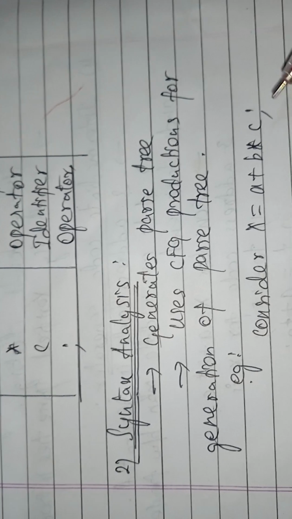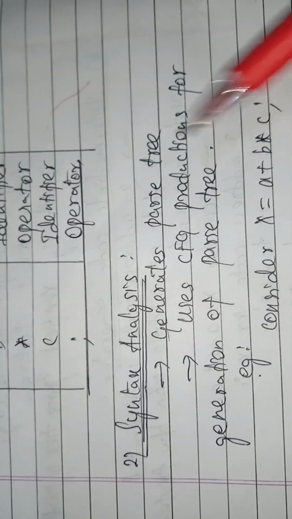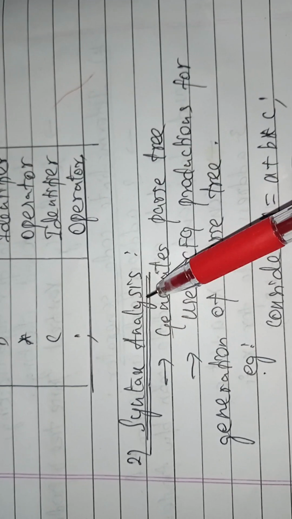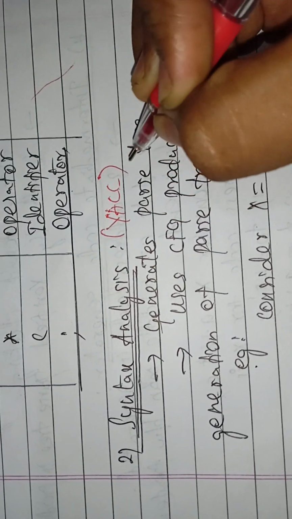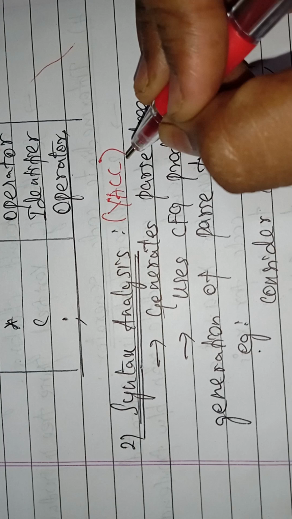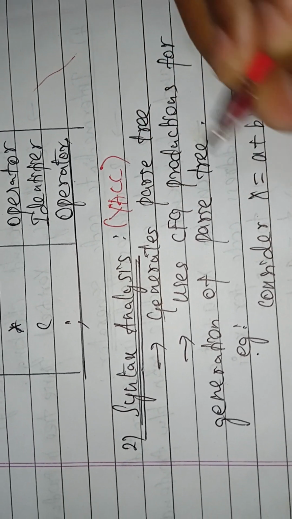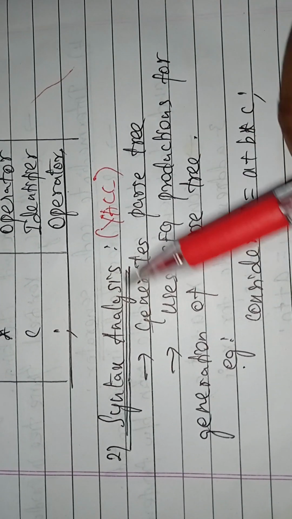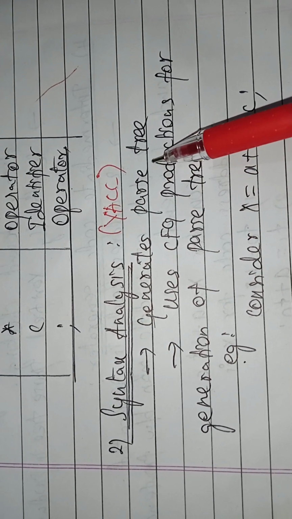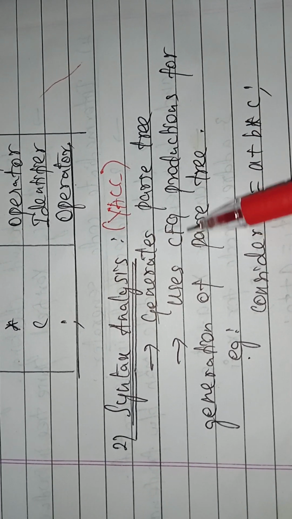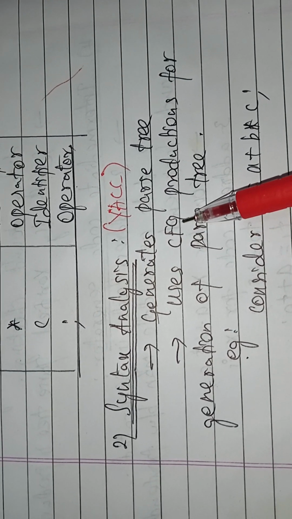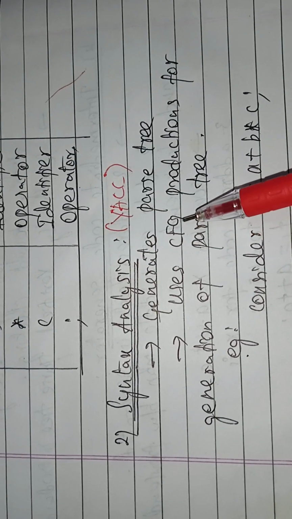Then the stream of tokens is passed to the syntax analysis phase, which is the second phase of the compiler. YACC, which stands for yet another compiler compiler, uses this phase for generating the parse tree. The syntax analysis will generate a parse tree for the stream of tokens by using the CFG productions. What is a CFG? CFG is nothing but context-free grammar.